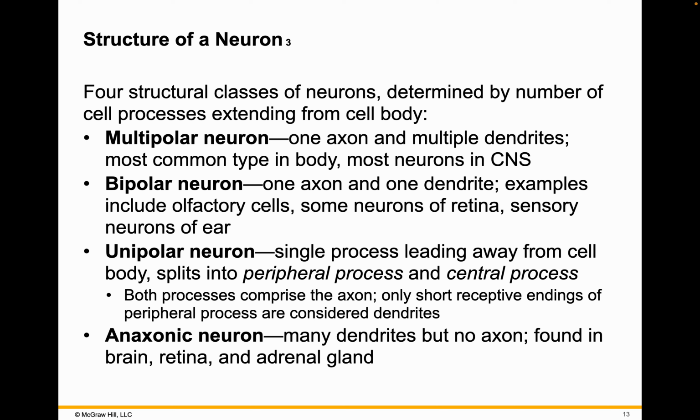An anaxonic neuron has many dendrites but no axon. We find these in the brain, the retina, and the adrenal gland.